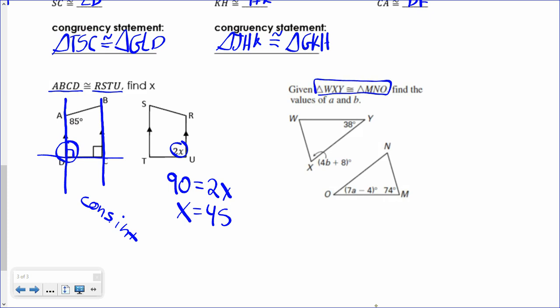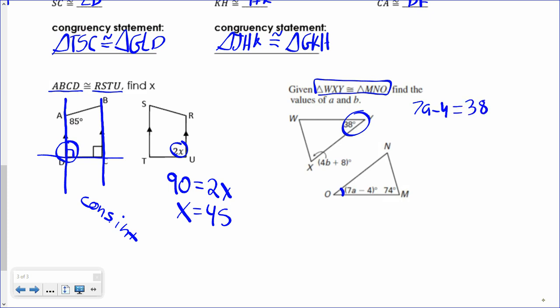So which variable do you guys want to find first? Your choice. A? Okay, so A is right here, this angle right here. That's angle O. Look at the name. What corresponds to angle O? Angle Y, so it's right here. So how could I write an equation to help me solve? 7a minus 4 is equal to 38.